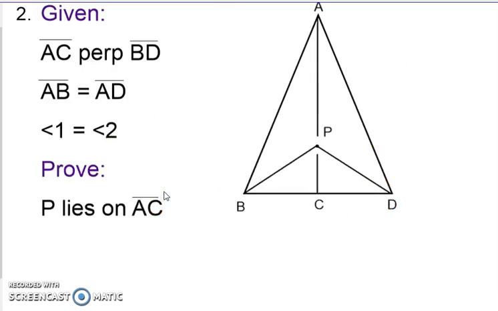This next proof's a little more involved. So let's go ahead and mark our diagram first. So we have that AC is perpendicular to BD. We have that AB is congruent to AD. And we have that angle 1 is congruent to angle 2. And this is angle 1. And this is angle 2.